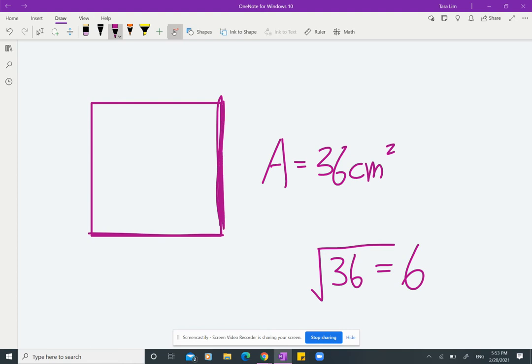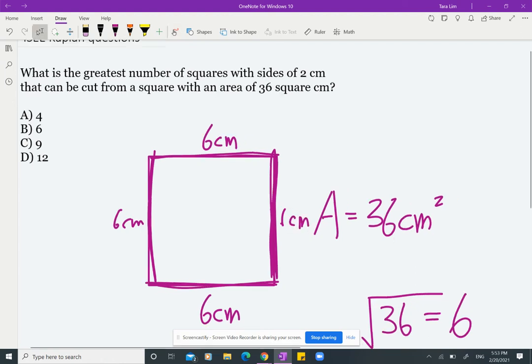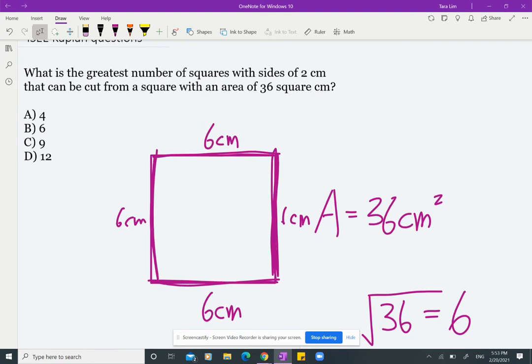So now that we know the square root of 36, what is 6? 6 is the size of the square. So this is 6 cm. And because we know that a square has same sides, all of the sides are 6 cm. So this is also 6 cm. So now we're calculating the area, which is 6 times 6. Now 6 times 6 gives us 36. So we know that we're on the right track.